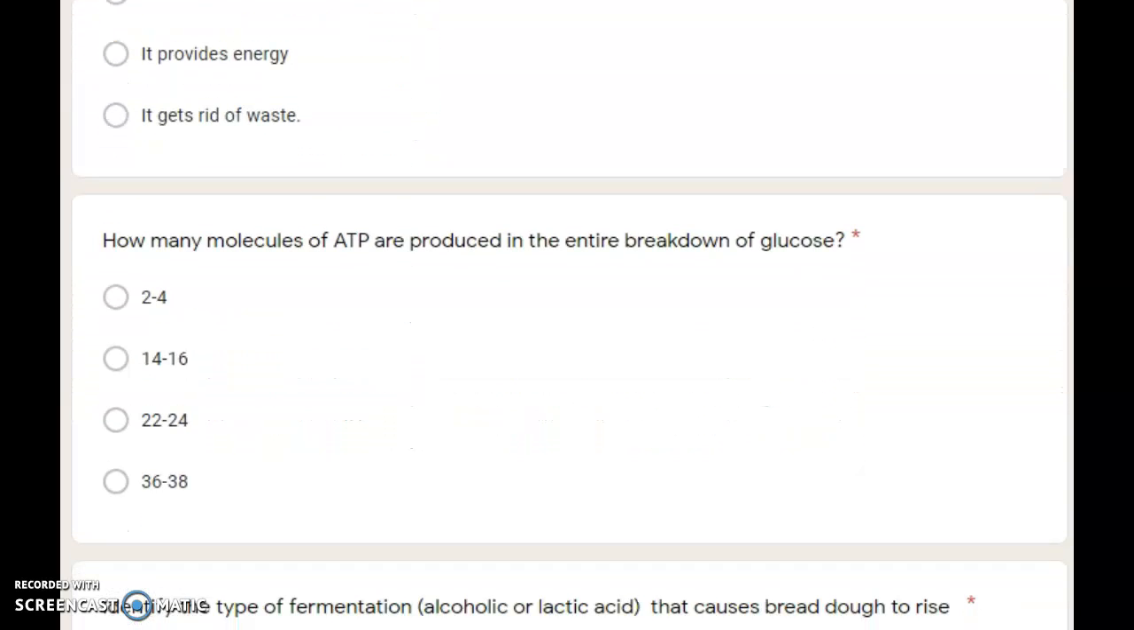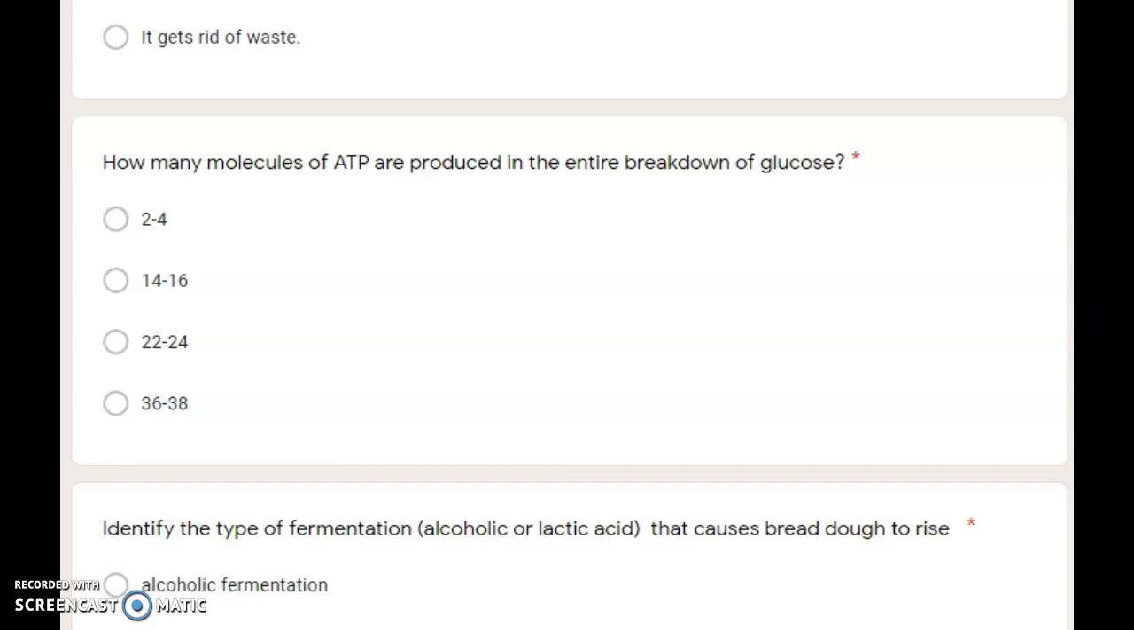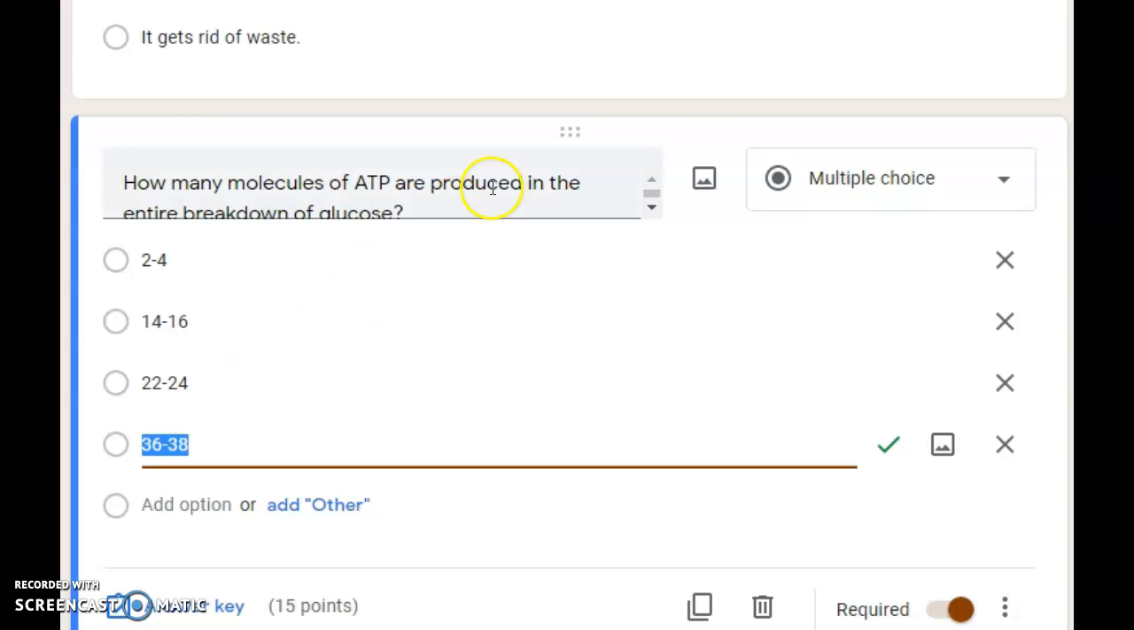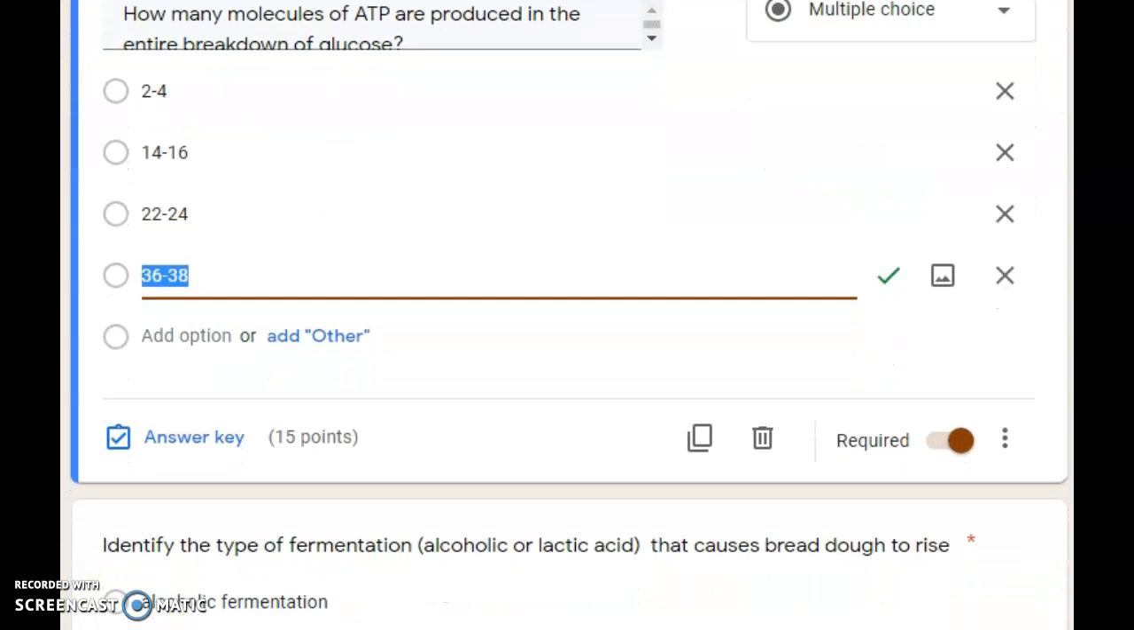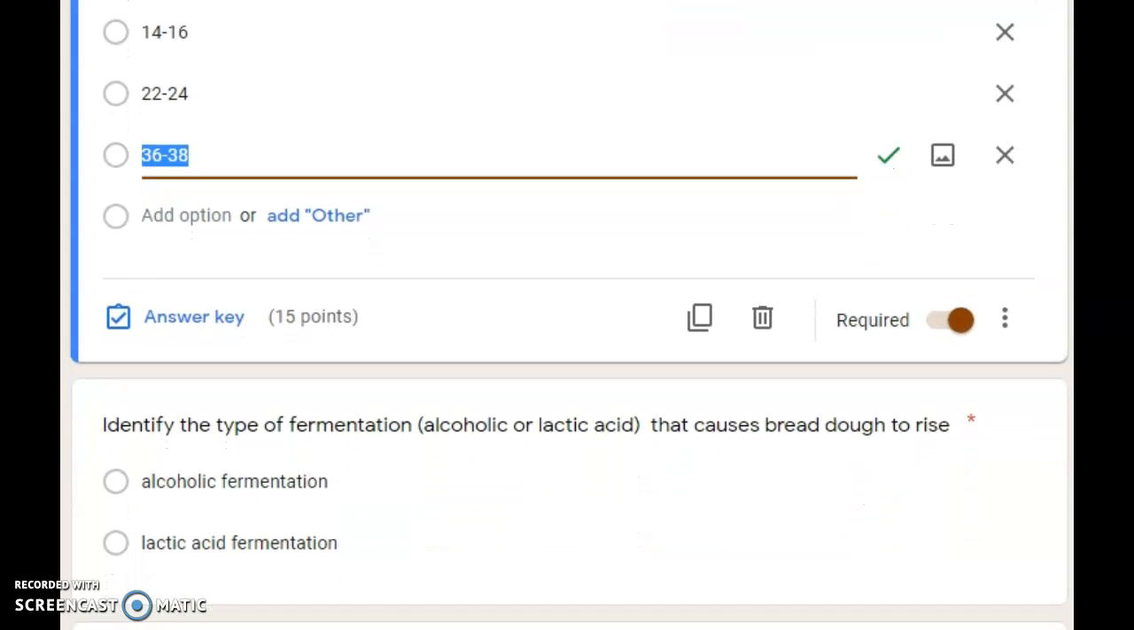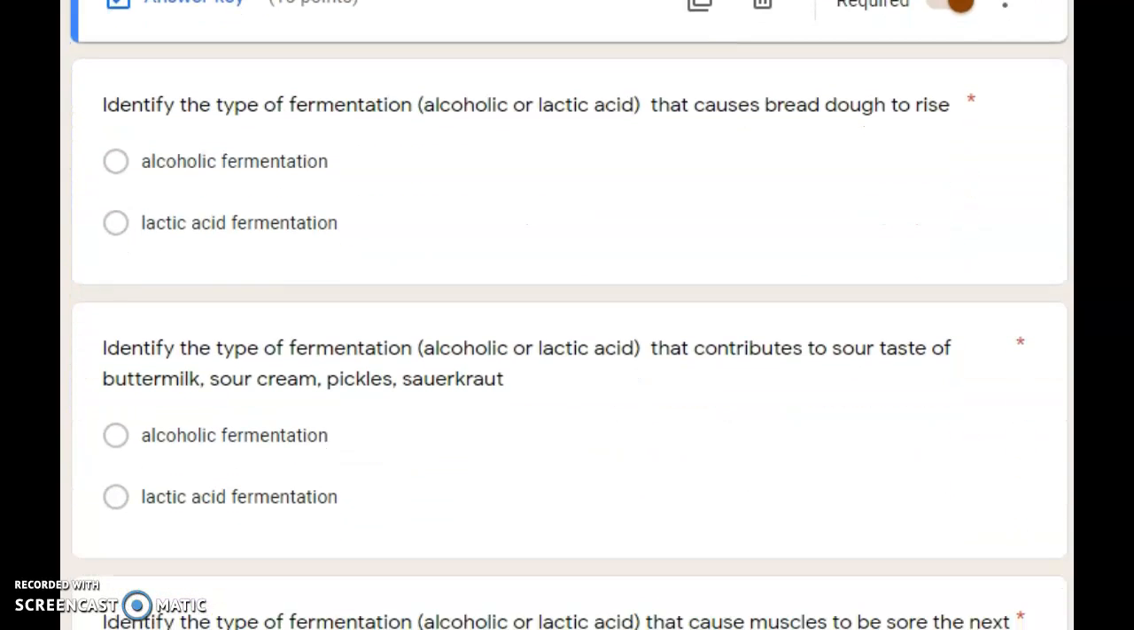So how many molecules of ATP are produced in the entire breakdown of glucose? It depends on the efficiency. It's going to be about 36 to 38 ATP produced from 1 molecule of glucose, depending on the efficiency of that cell. 2 from glycolysis, remember, 2 from the Krebs cycle, and about 34 or so from the electron transport chain. Happening in the mitochondria, cellular respiration making ATP in the mitochondria.